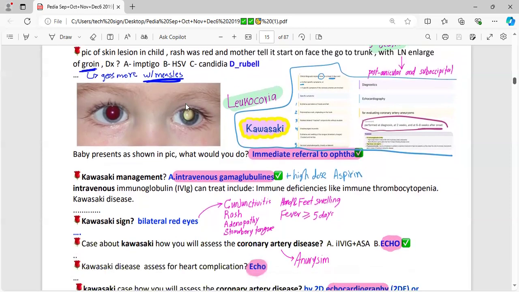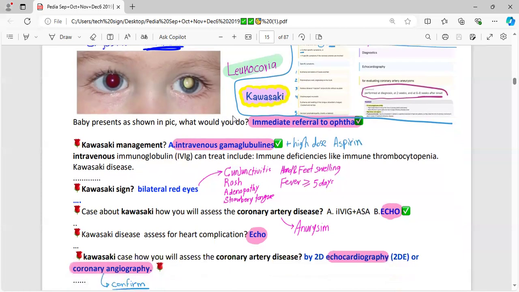This is the typical picture of absence of the red eye reflex. We would refer to the pediatric ophthalmologist. That is the case of leukocoria. We have to rule out cataract and retinoblastoma.